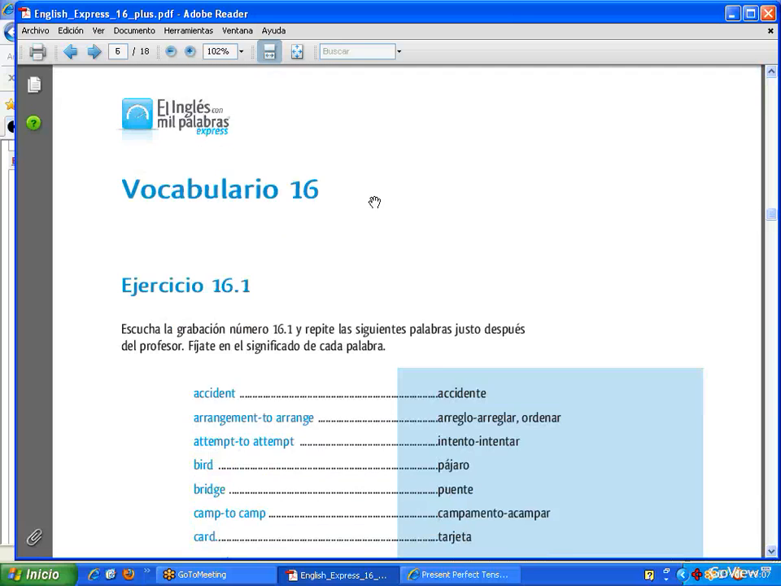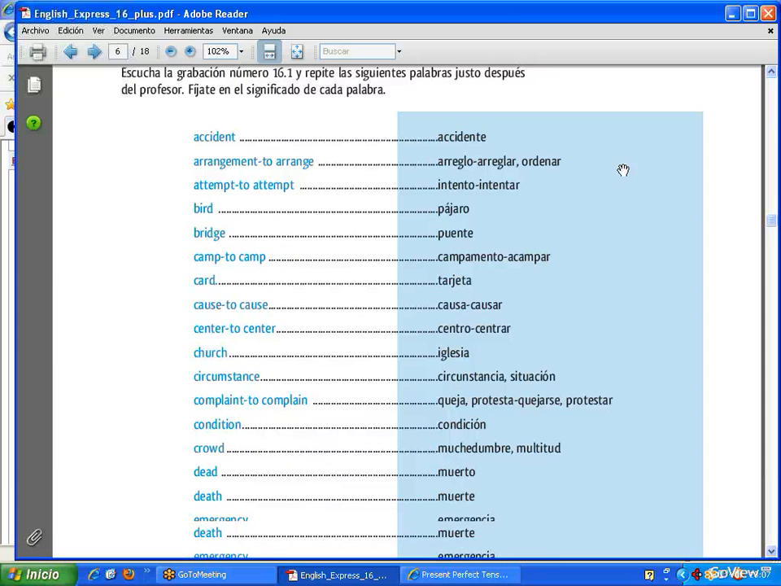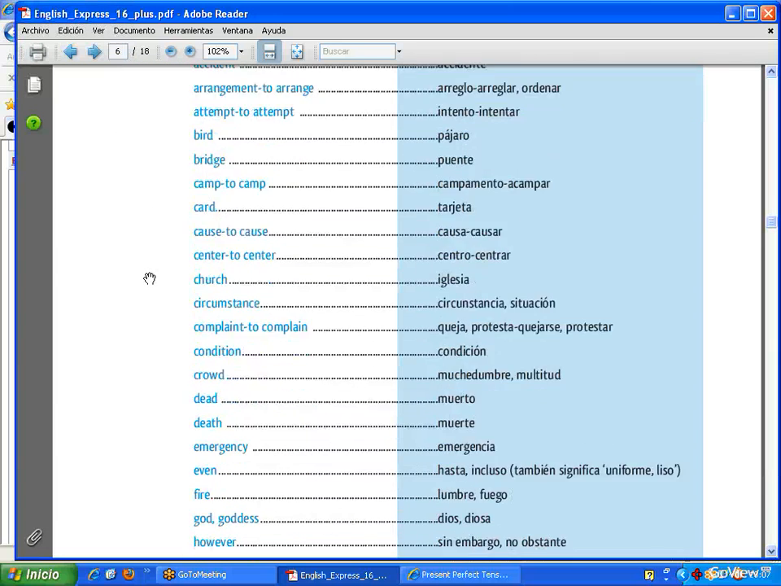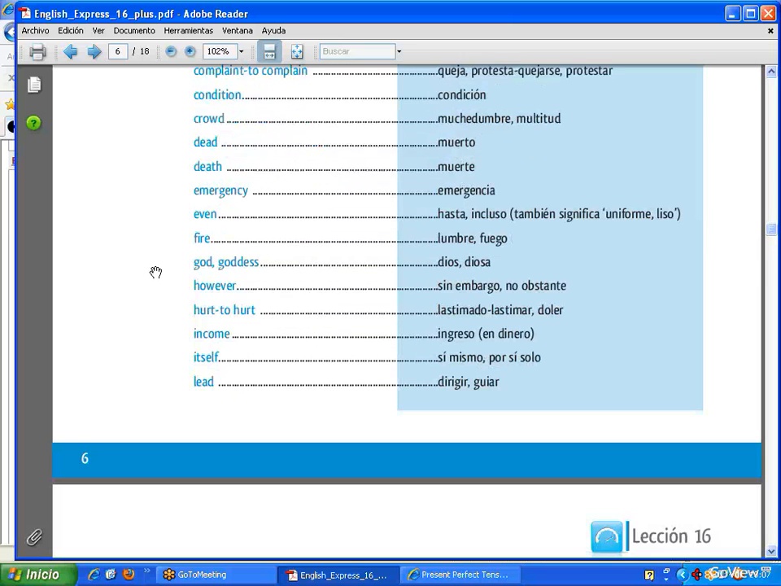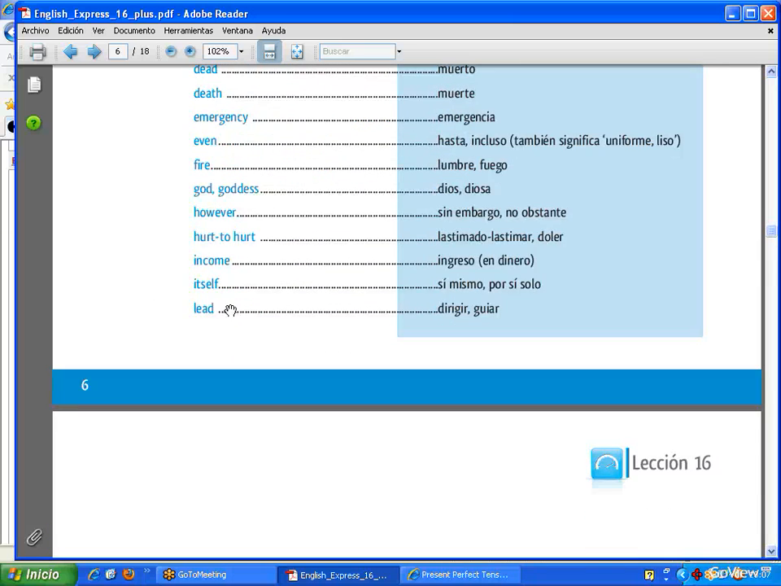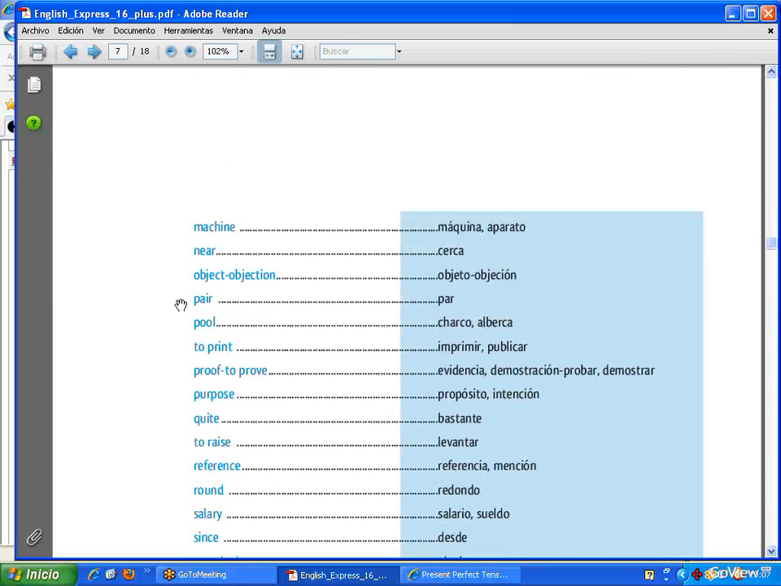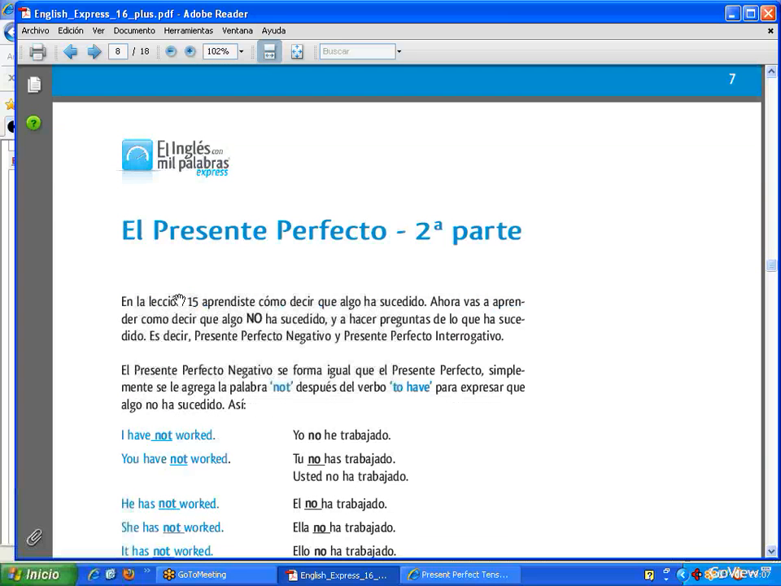As usual, you have the vocabulary. Lots more verbs and nouns here. And as usual, you're going to learn all these. Completely learn them all by yourself. Here you have some reflexive pronouns. And the present perfect in the second part 2.